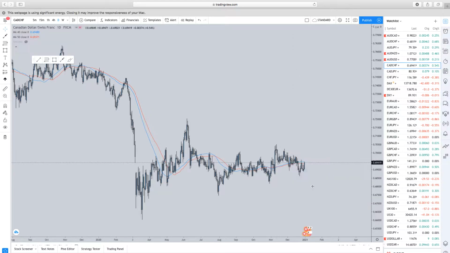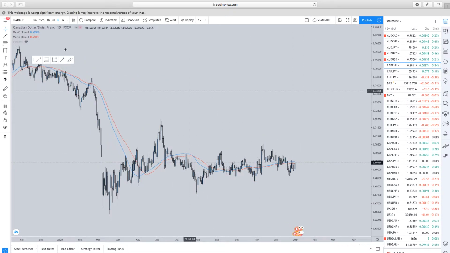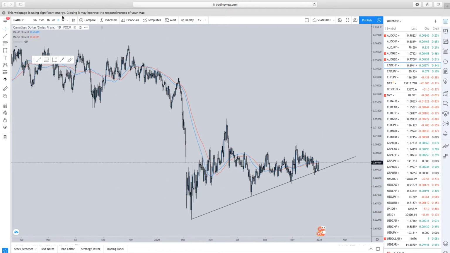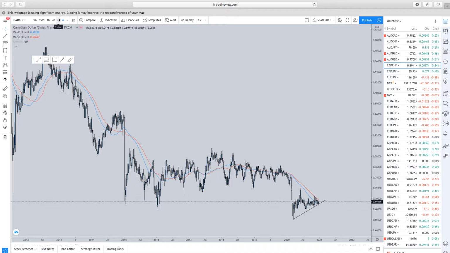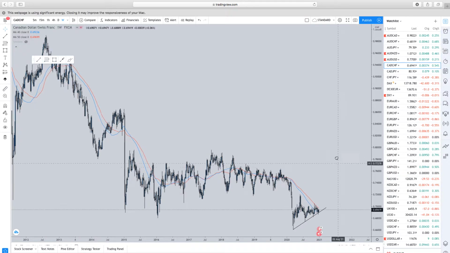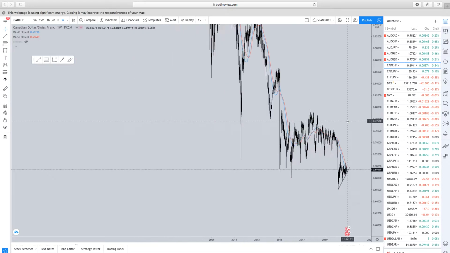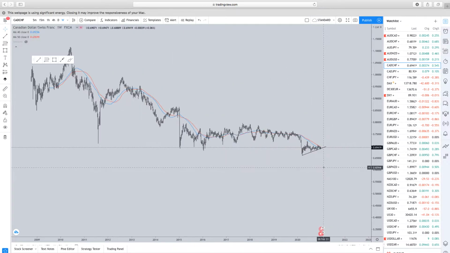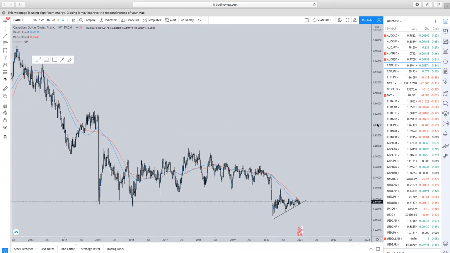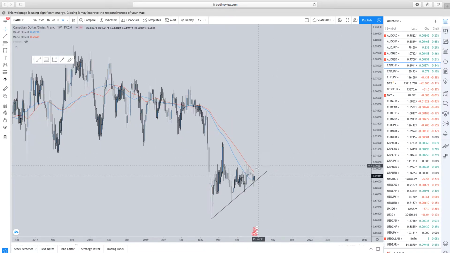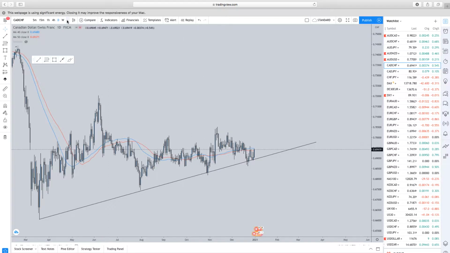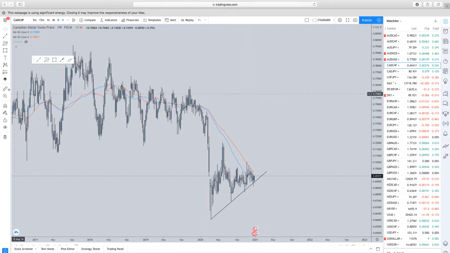CAD Swissy. Nice uptrend here. What's the weekly showing? It could break this and go lower. This is the lowest it's ever been. But there's another potential move to the upside. So, when you're looking at some on the weekly, you're not going to expect it to move up 1,000 pips, do you know what I mean? Up to here. So you look for the smaller moves.